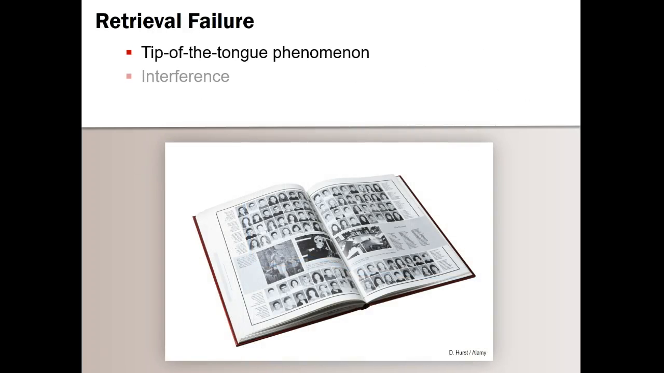Sometimes we have the information in long-term memory and we just can't quite retrieve it. It's called the tip of the tongue phenomenon. Like if you're trying to recall someone's name, you're like, oh, it's right on the tip of my tongue. You know it's in there, but you just can't retrieve it. You might even know the first letter of their name, but you can't quite get their name. Sometimes we just can't quite retrieve it, even though it's in there.